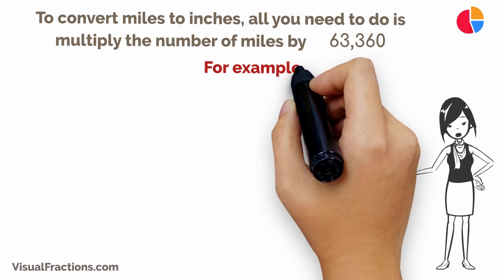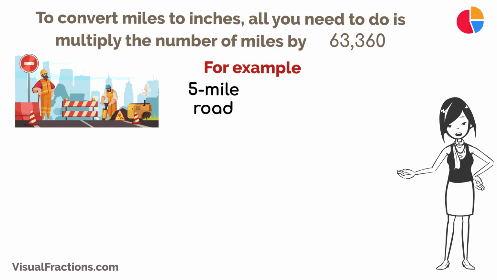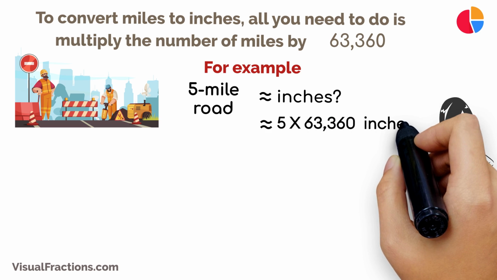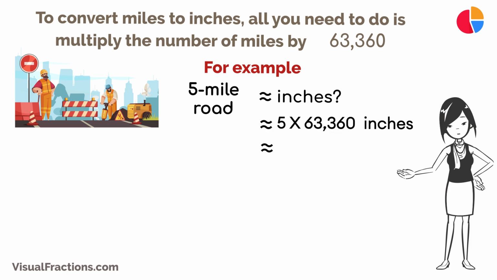To convert miles to inches, all you need to do is multiply the number of miles by 63,360. For example, if you're planning a 5-mile road construction project and want to know the total distance in inches, simply multiply 5 miles by 63,360. That's a total of 316,800 inches.